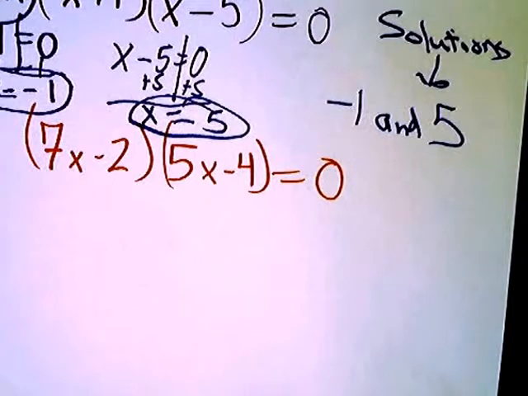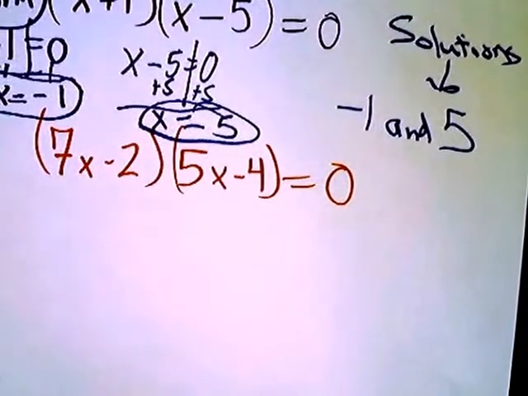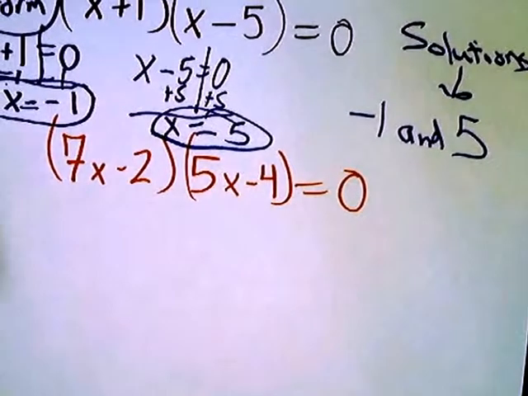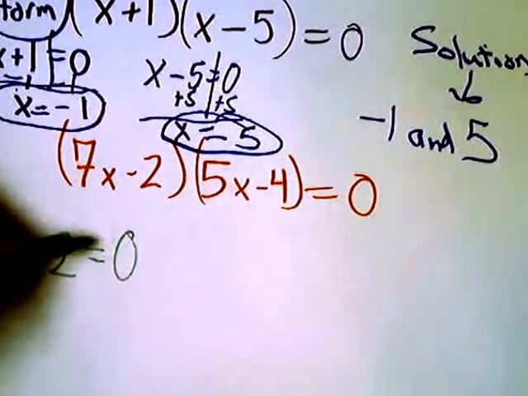It's not a serious change. I mean, it's nothing that you couldn't get your head wrapped around. It's just you need to know that in case you don't know it. So let's do the other one. 7x minus 2 and 5x minus 4. So all we're going to do with the zero product property is just set the first one equal to 0.